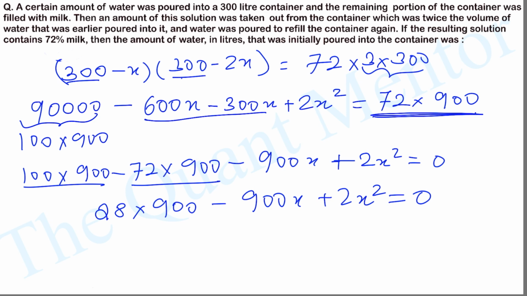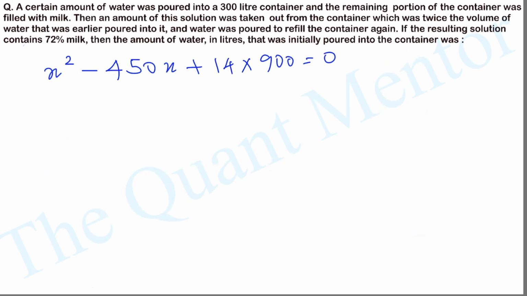The next step is I divide throughout by 2 and rearrange the terms. The equation becomes x square minus 450x plus 14 into 900 should be equal to 0. So now it's a quadratic equation. We want to factorize this by finding out two numbers whose sum would be 450 and product would be 14 into 900. Now 14 and 900 don't add up to give 450. So I have to look for two other numbers whose sum is 450, right?